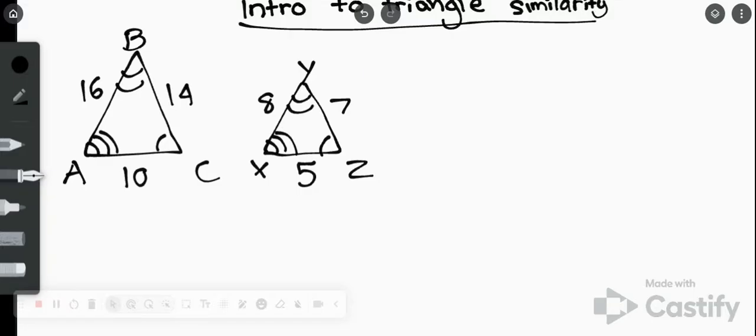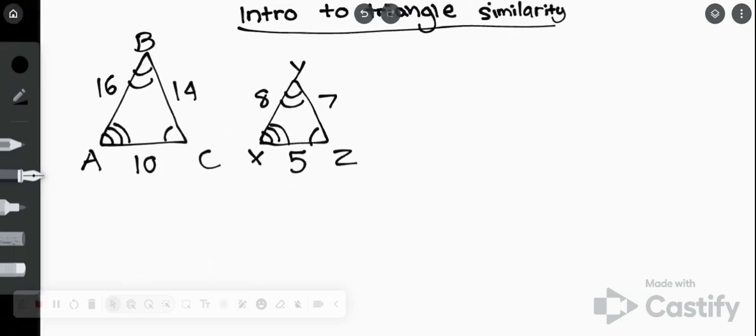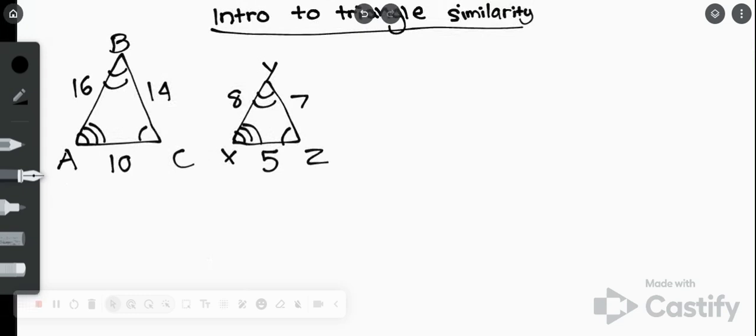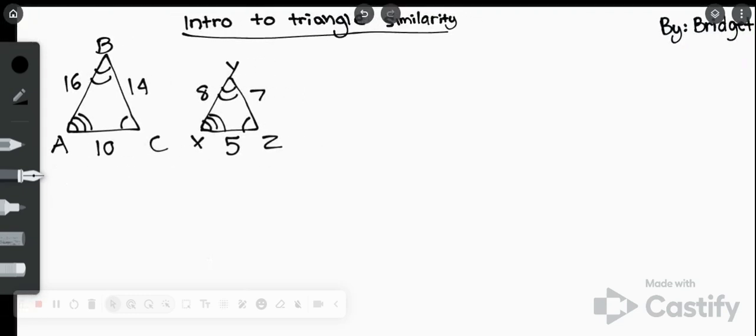Now what you might notice about these triangles is that all of their angles are the same. All their angles are congruent. But are these triangles congruent? No, they are not. But these triangles are what we call similar.